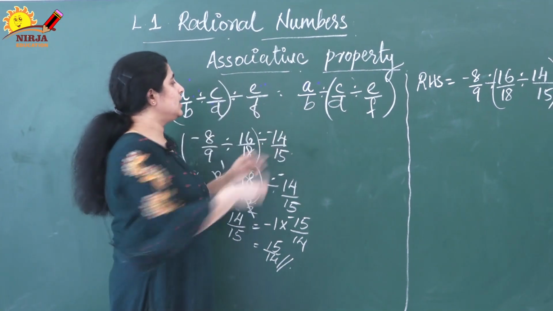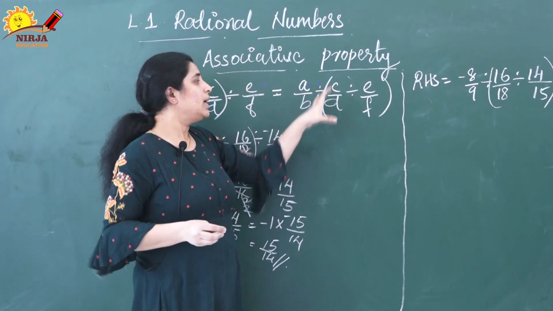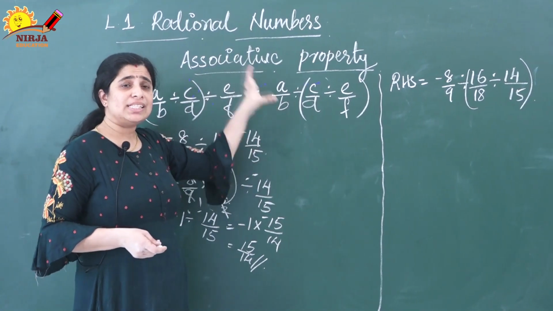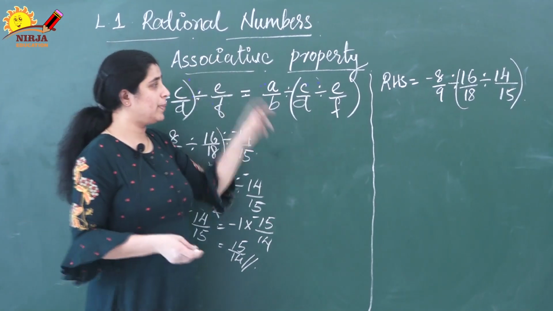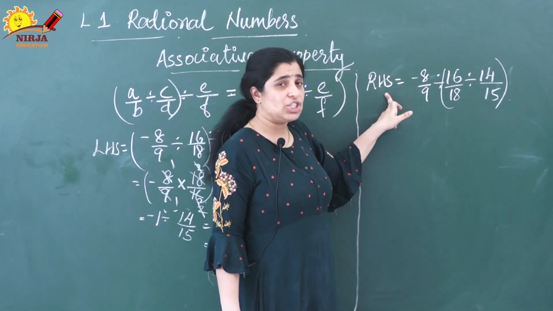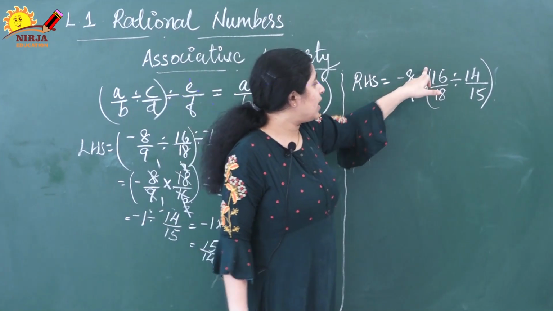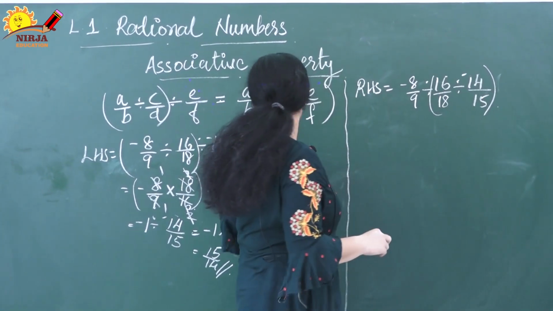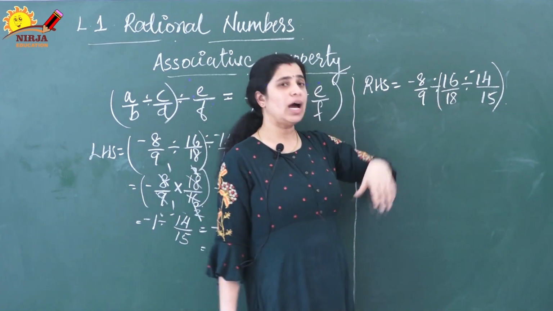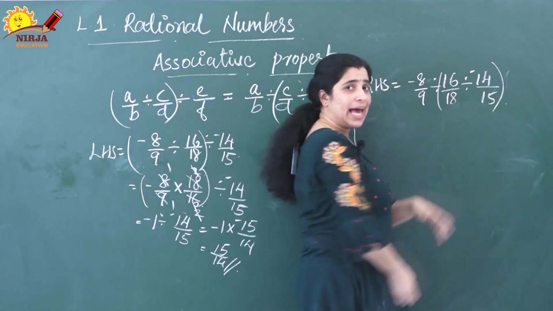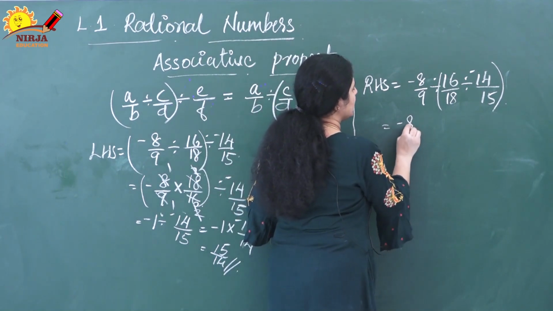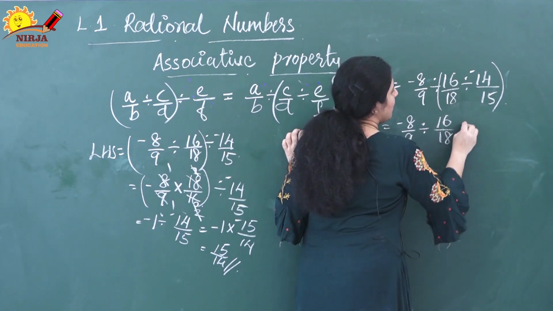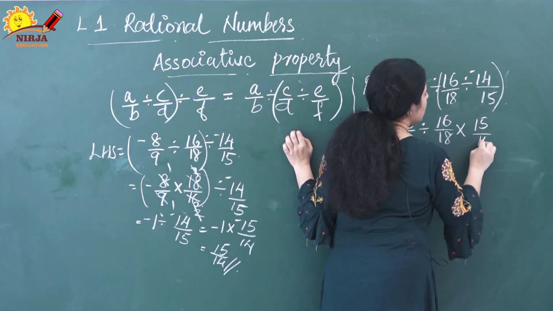Now we will check the RHS of this one. If the LHS and RHS are equal, then division satisfies the associative property. See here I have written the RHS: minus 8 by 9 divided by 16 by 18 divided by minus 14 by 15. Now we will solve the RHS. For that I am taking the last two numbers here, that is minus 8 by 9 divided by 16 by 18 multiplied by 15 by 14.